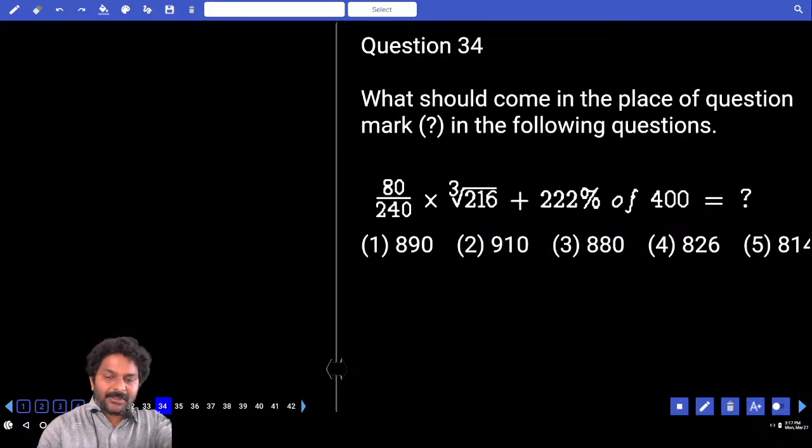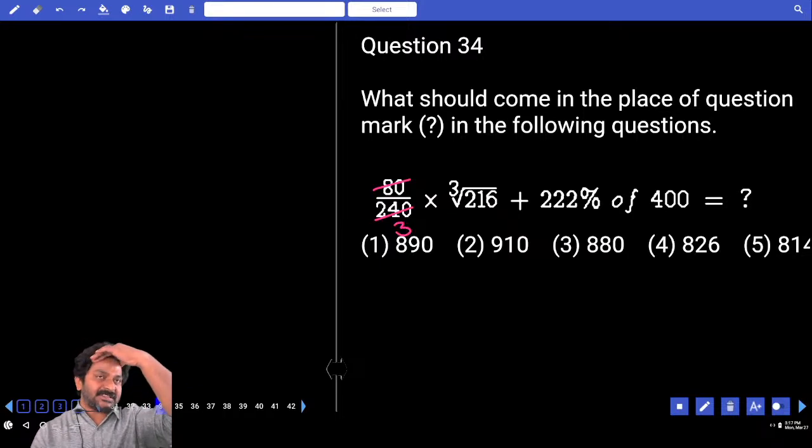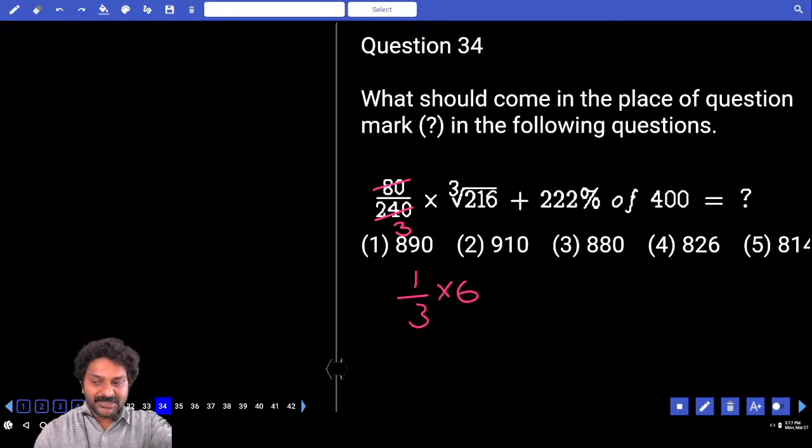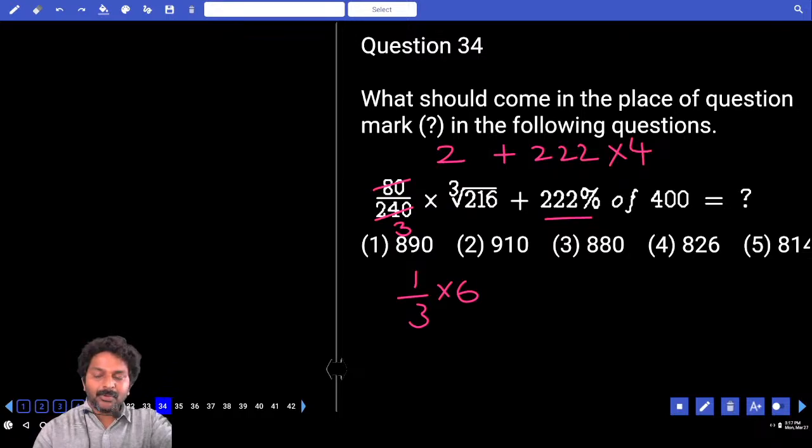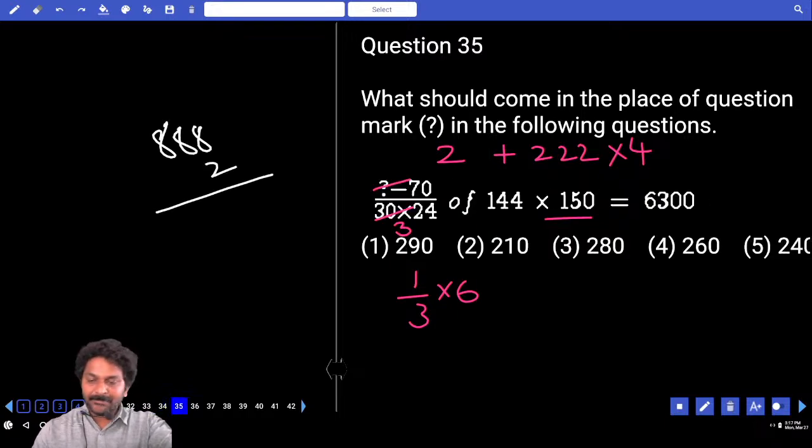Next. 80 how many times? 3 times. Cube root of 2 and 6 can be written as 6 cube. Cube root, cube gets cancelled. So 3, 1 by 3 into 6. How much is this? So this entire value is equal to 2 plus 222% in the sense 222 into 1%, which is equal to 4 only. Come on. 222 4 times in the sense that is 888. To that if you add 2, that is 890.